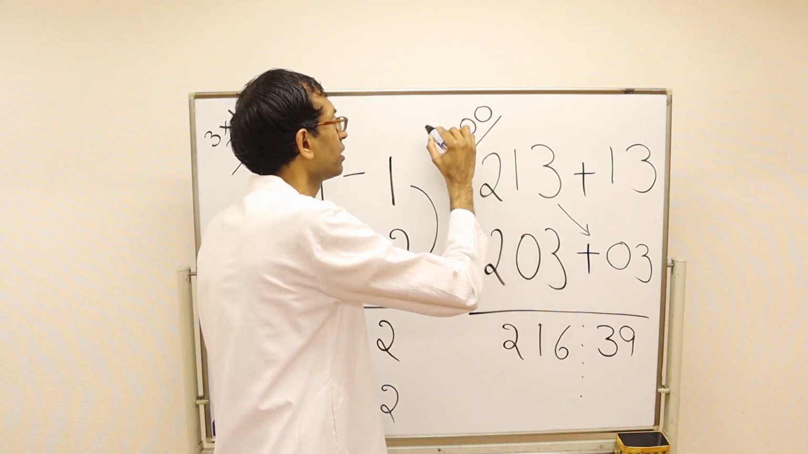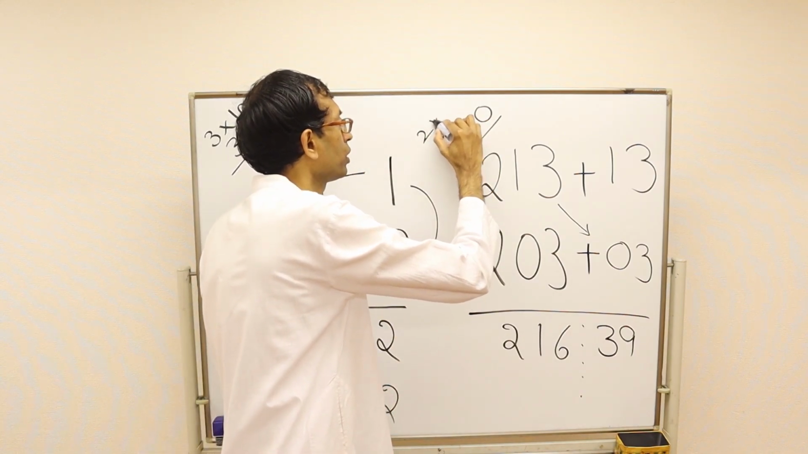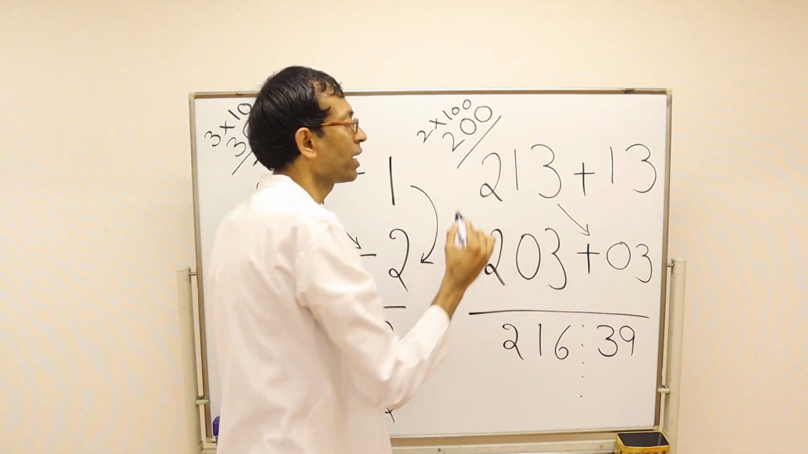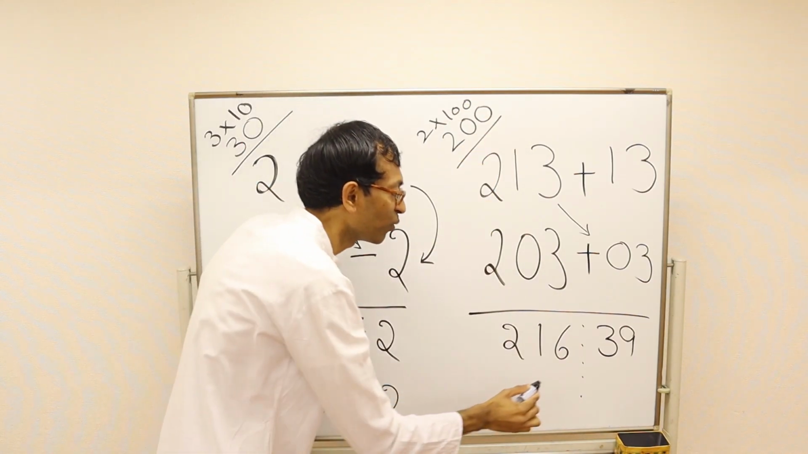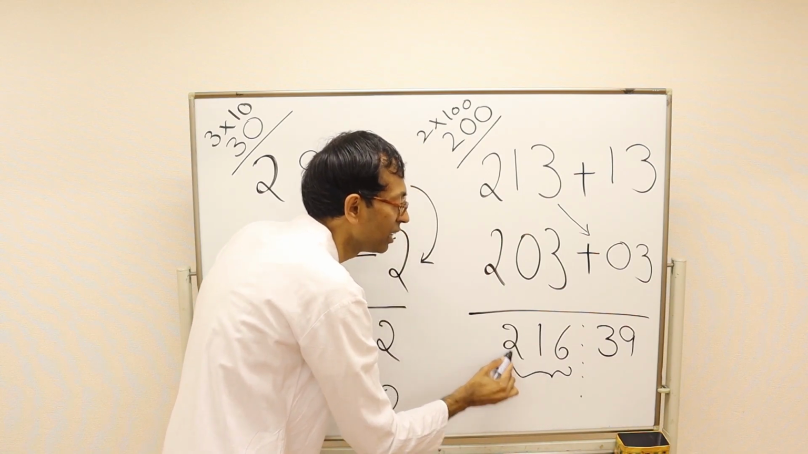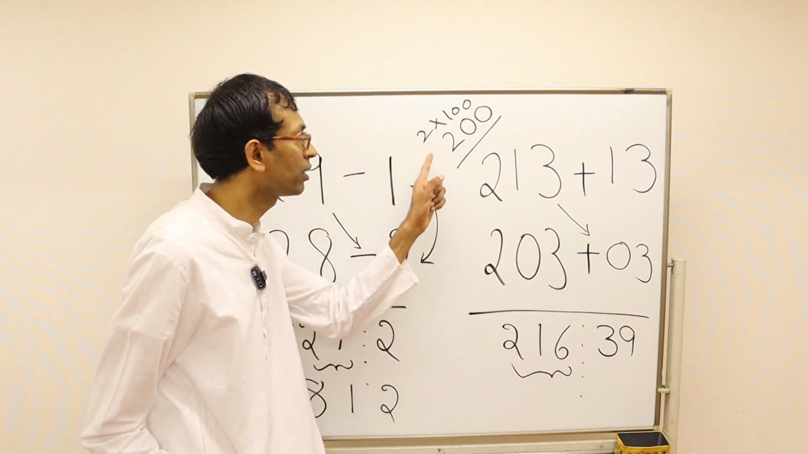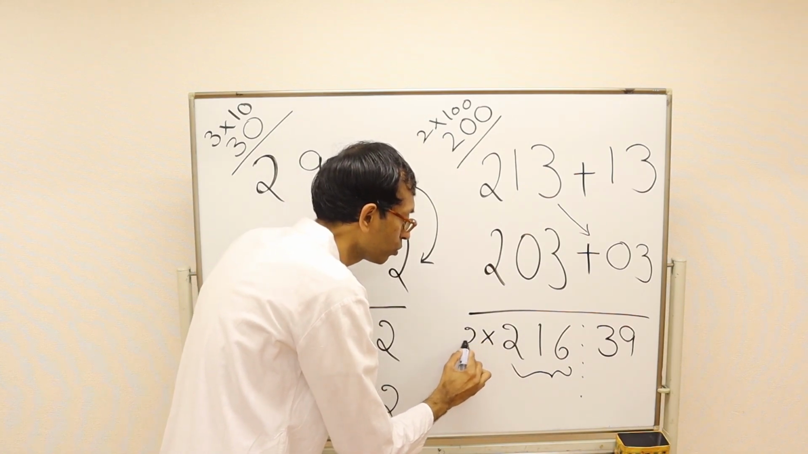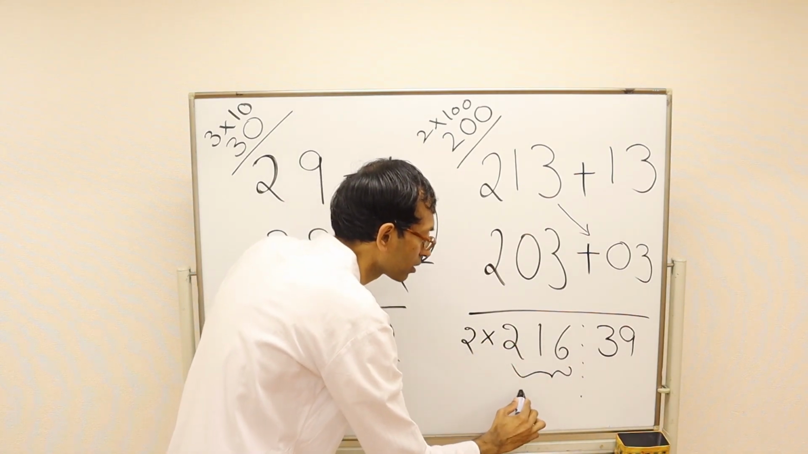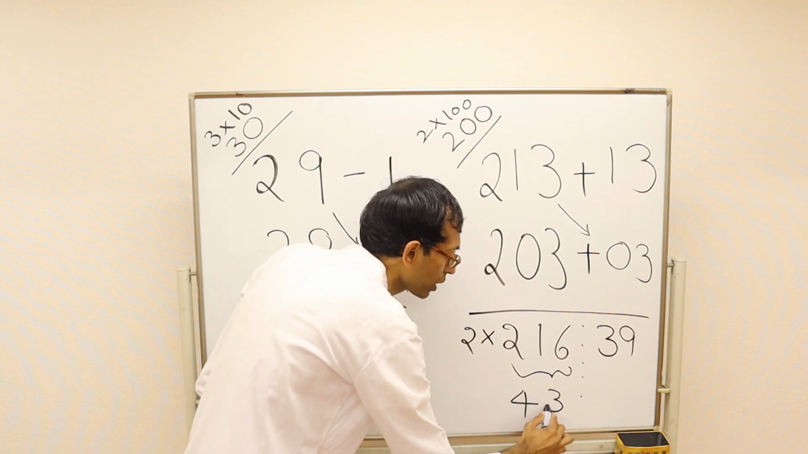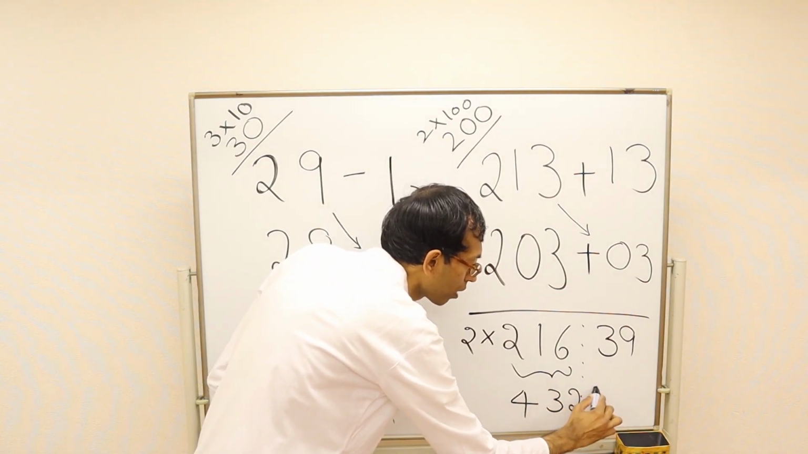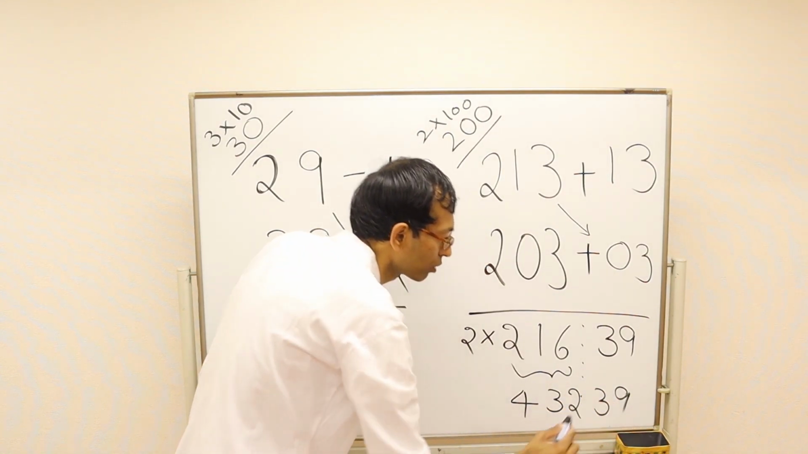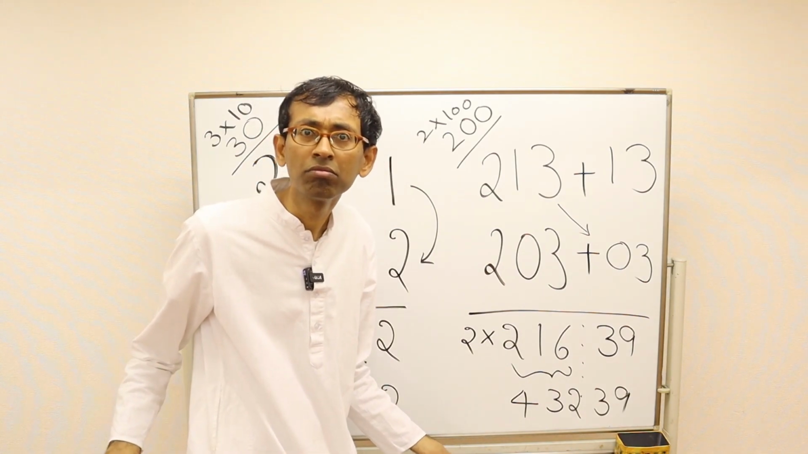So the base here is 200. This is actually 2 times 100. So we have to multiply this part of the answer by 2. So 2 times 216 is 432 and this part does not change. The answer is this. As simple as this.